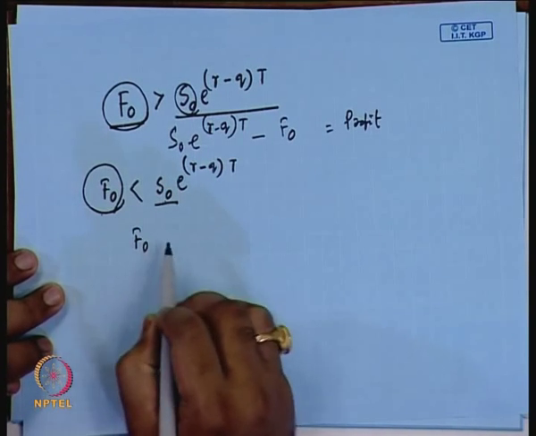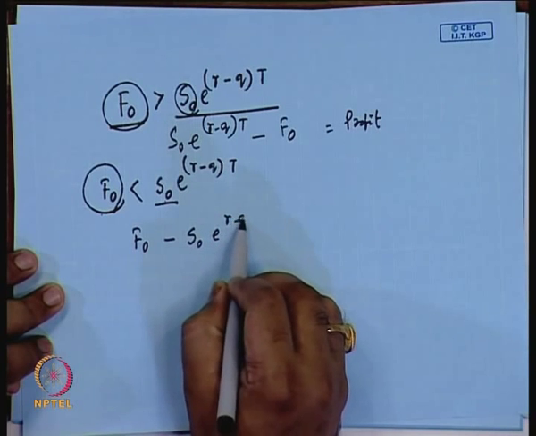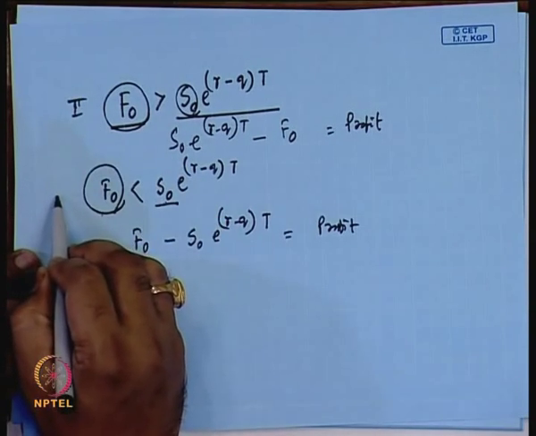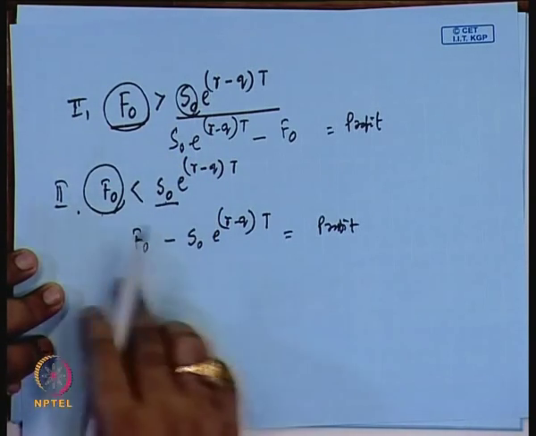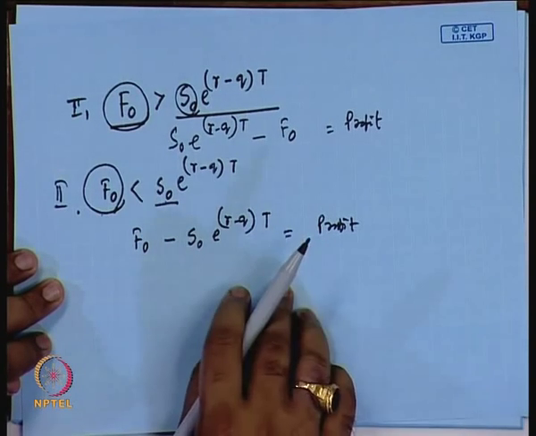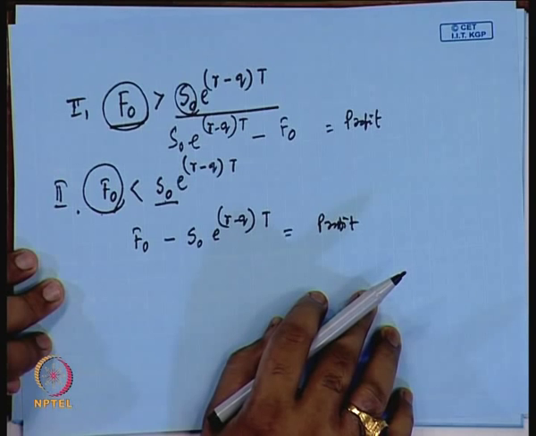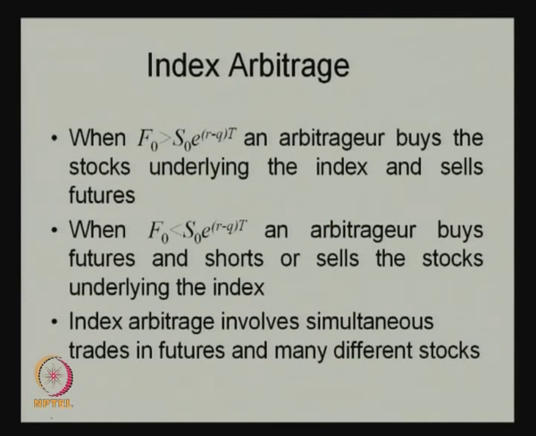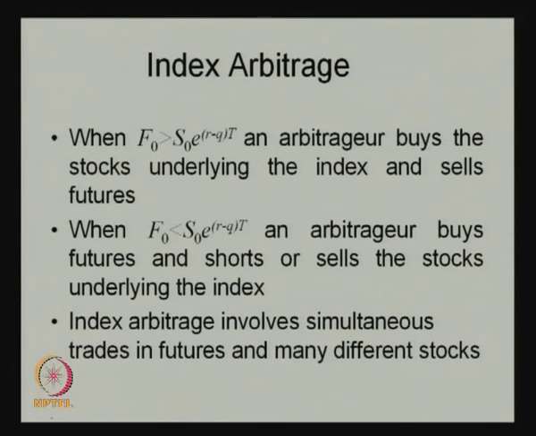The profit he can earn is S 0 e to the power r minus q into t minus F 0. This is the first condition, and that was the second condition. This is the way the investor can use the arbitrage opportunity to earn extraordinary profit. Index arbitrage involves simultaneous trades in futures and many different stocks. So you have to take different positions at a particular time, both in the spot market and in the futures market, and then the investor can earn some extraordinary profit.